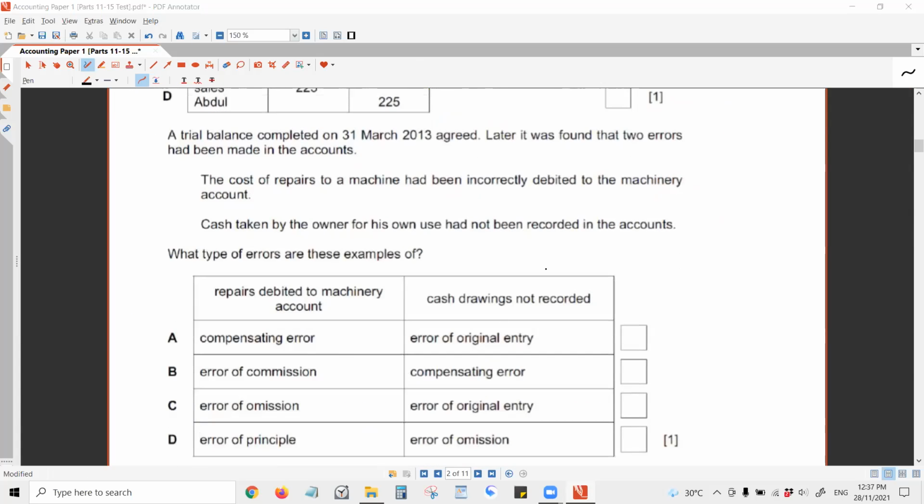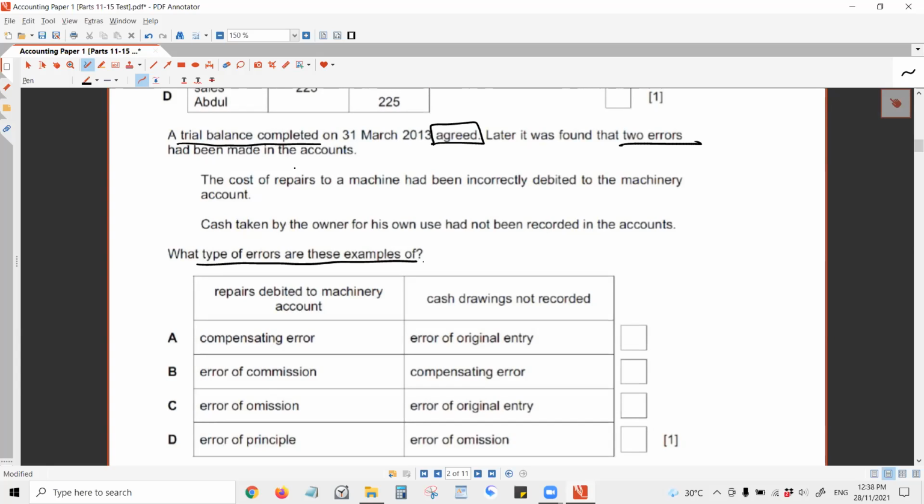This one, this time is better. They have given you the names of the errors. So what types of errors are these examples of? Trial balance completed, agreed. That means the total debit equals the total credit. But does it guarantee that there's no error? Cannot. You must remember, certain exam questions may ask you, can preparing a trial balance guarantee that there's no accounting error? Cannot. There are some errors that will not affect the trial balance.